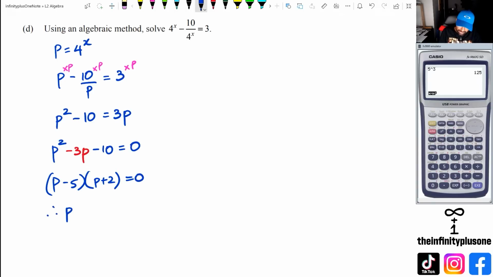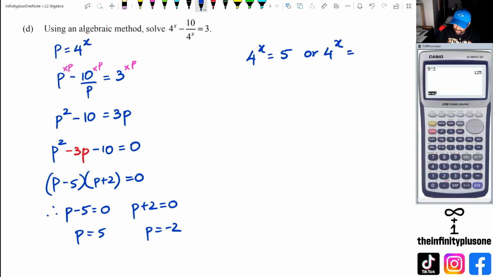Therefore, we can say that p minus 5 is equal to 0, p plus 2 equals 0, p is equal to positive 5, or p is equal to minus 2. Now, the thing is, we're trying to figure out what x is. So we've got to put p is equal to 4 to the power of x. So 4 to the power of x is equal to 5, or 4 to the power of x is equal to minus 2. Now here, negative values are not possible, or not valid. Therefore, 4 to the power of x is equal to 5.